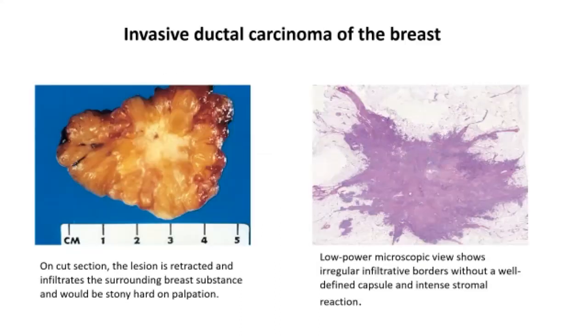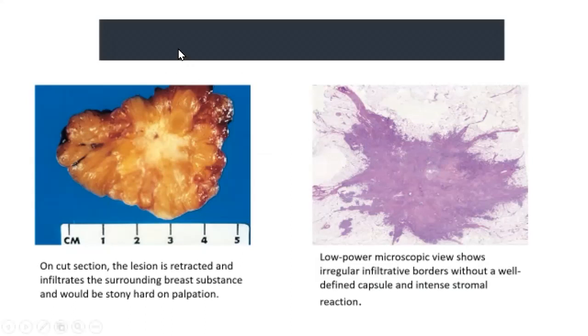Invasive ductal carcinoma of breast. On cut section, the lesion is retracted and infiltrates the surrounding breast substance, and it is stony hard on palpation. So this is an example of invasion. You just see how the capsule is unable to contain the tumor. It invades into other things.